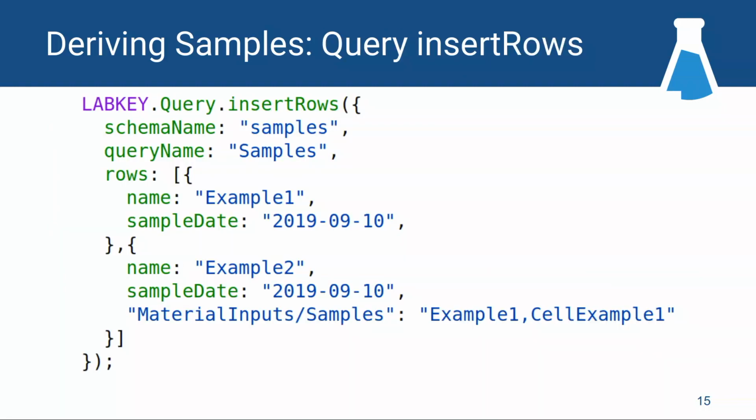All right, so again, just another interface for doing the same thing. This is an insert rows call, and we've got our array of rows here. In our first row, I've got example 1, and in my second row, example 2. I've got a column, material input / samples, the name of the sample set, and then I've got the name of the sample there. So it'll do the same thing as you saw in the previous slide.